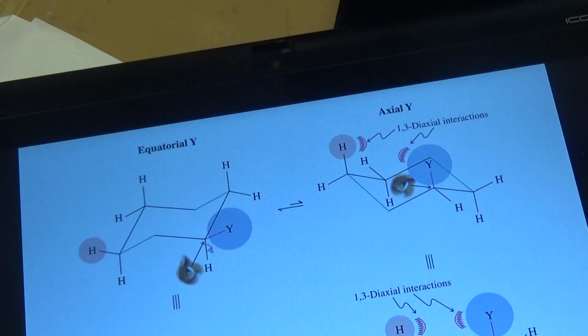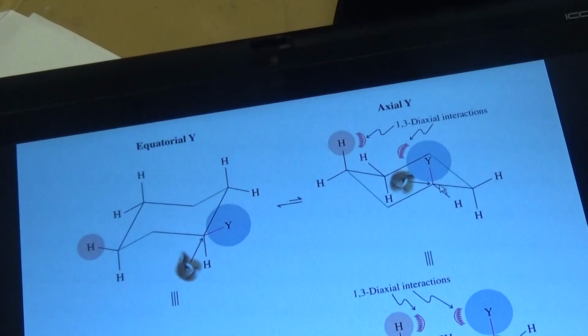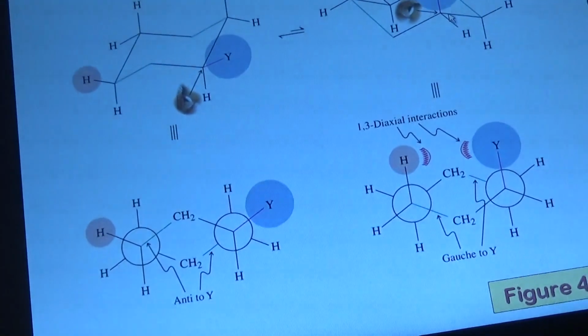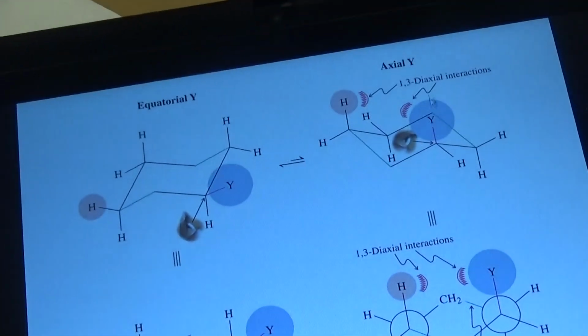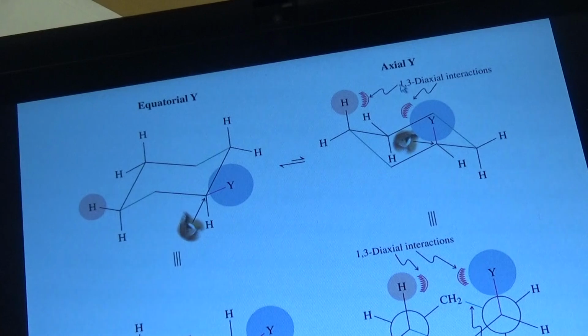Well, remember, it has to go from up in equatorial to up in axial, and there's no up and axial position there. So what did they do? They rotated their perspective, just like I told you you should do, right? And so Y goes from up and equatorial to up and axial. Now we're looking down this bond, and what do we see? And also, like I said, axial is the disfavorable one because of the 1,3 diaxial interaction, right?